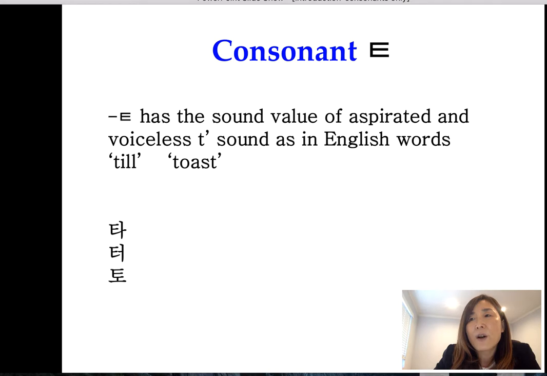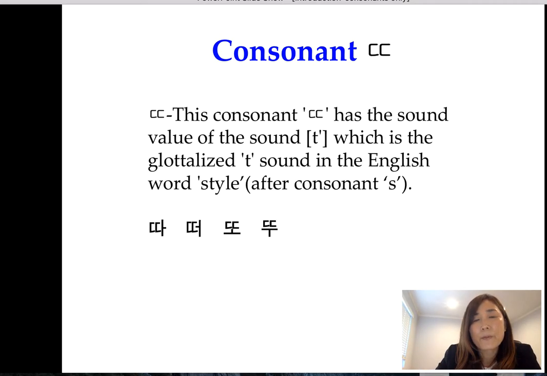The aspirated T has the sound value of the aspirated T sound in English words like till, toes. Ta, to, to. The tense D has the sound value of the glottalized D sound in English words like style, after the consonant S. Please repeat after me. Da, do, do, du.